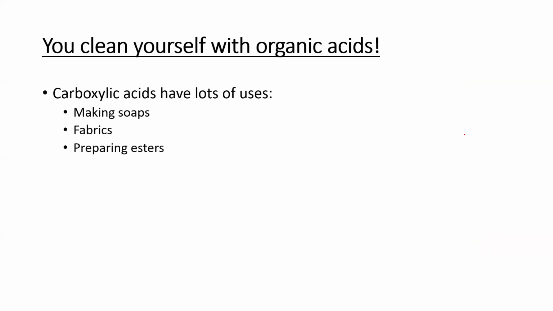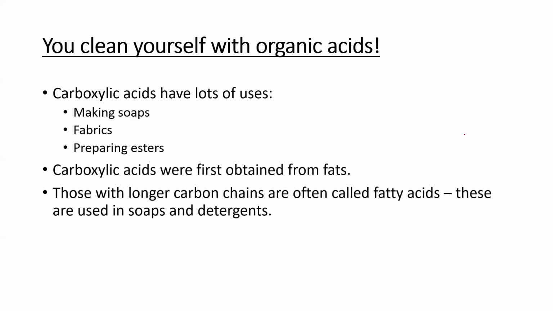Okay, right. With carboxylic acids, some of the uses, you make soaps with them. Fabrics are also made using carboxylic acids, and preparing esters, because esters are then more useful. The original soap that people used probably 50, 60 years ago was purely from animal fat. Does anybody know what they used to mix with the animal fat to actually make soap? I can remember actually doing this as a practical in school until it got banned.